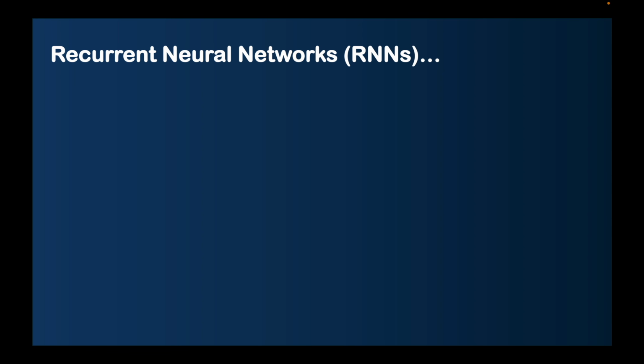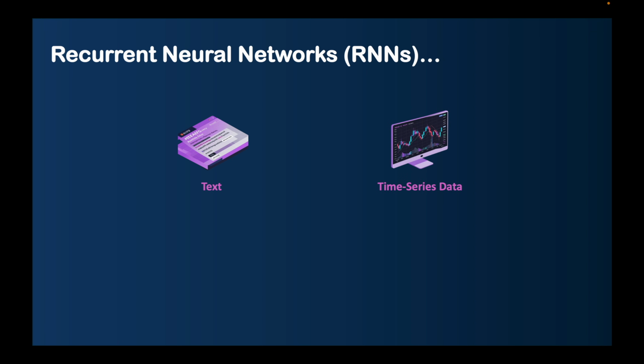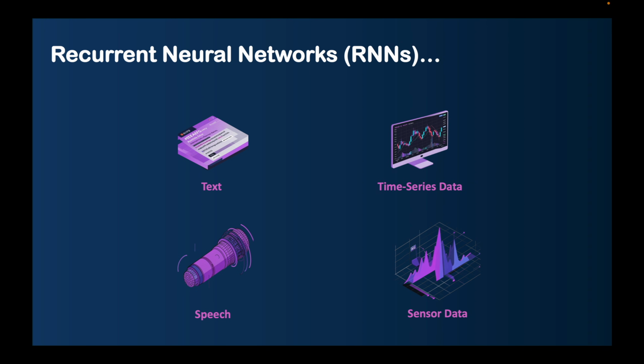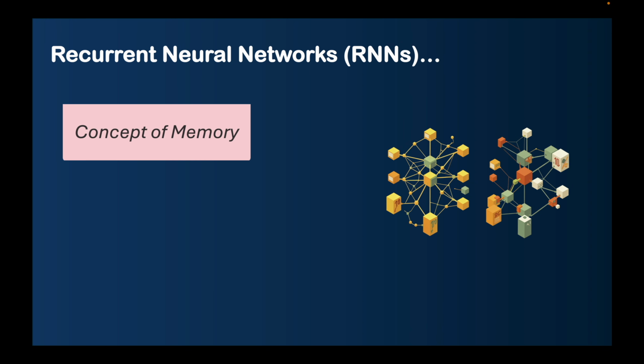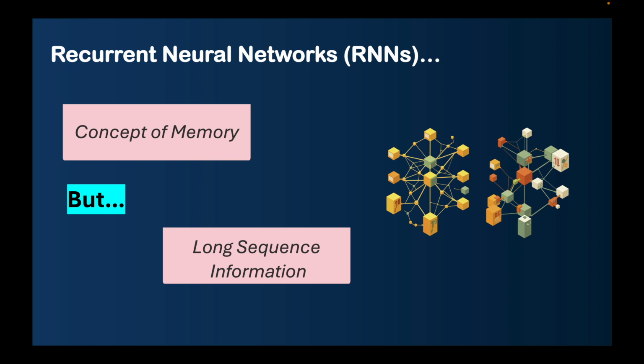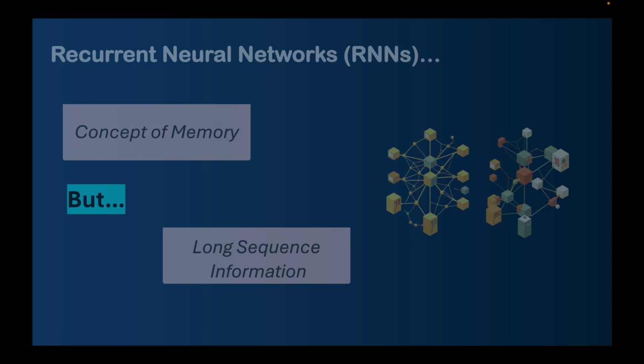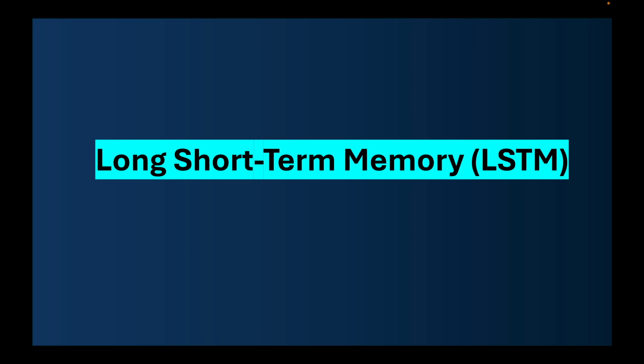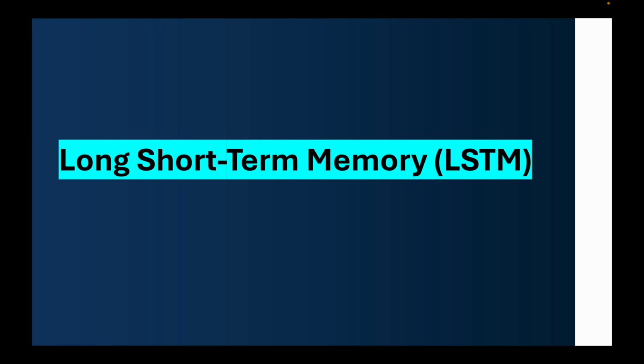Recurrent neural networks or RNNs were developed to process sequential data, for example, text, time series data, speech, sensor data and so on. RNNs introduced the concept of memory, allowing information from previous steps to be used for future predictions. However, traditional RNNs struggled when important information has to be remembered over long sequences. So, to solve this problem, researchers introduced long short-term memory or LSTM networks.